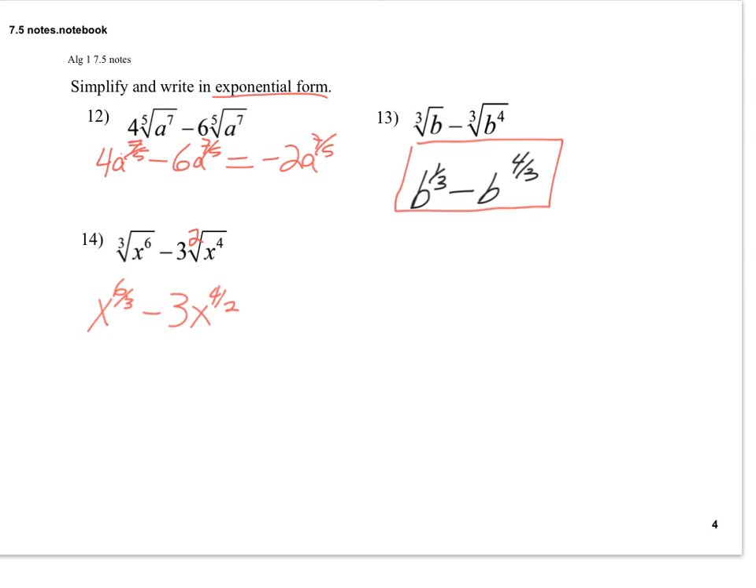So this is really x raised to the 2nd power minus 3x raised to the 2nd power, which is really negative 2x squared. Okay? So, folks, that concludes your notes on how to write things and simplify things in exponential form. And I hope you come to class ready to work.